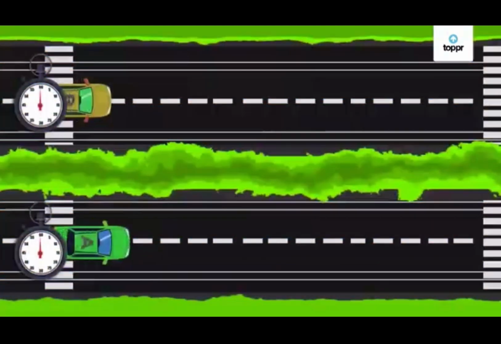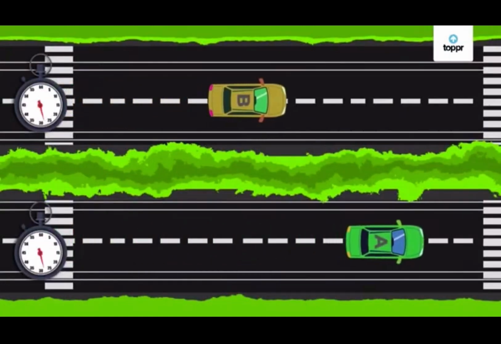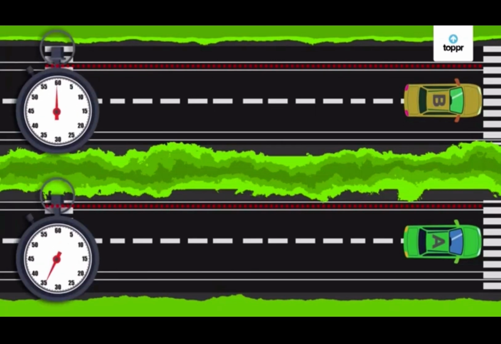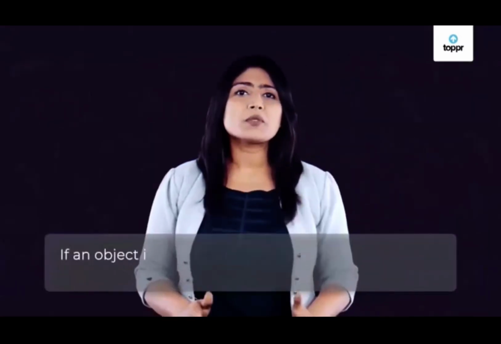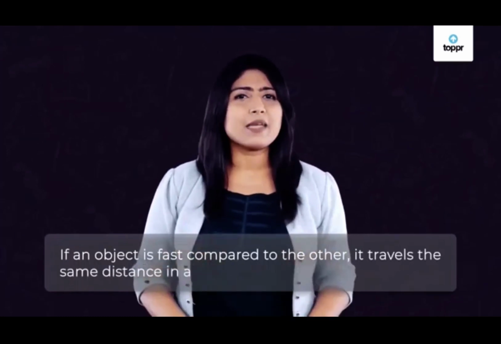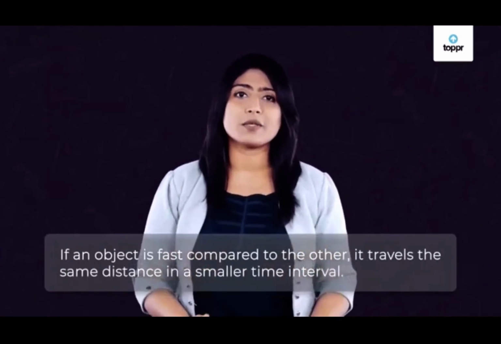Let's look at another situation. Which car do you think is fast now? Again, car A, right? Here both the cars are traveling the same distance, but car B took a longer time. So if an object is fast compared to the other, it travels the same distance in a smaller time interval.